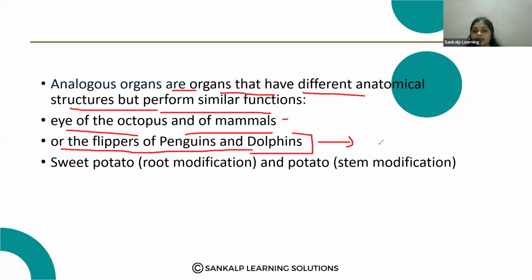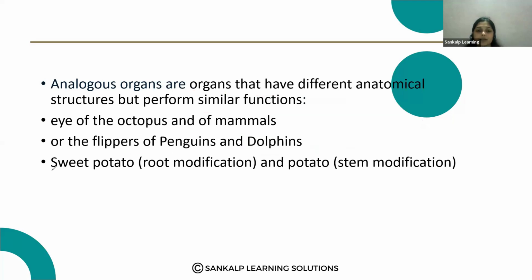And one more example is bird wing and butterfly wing. That is also an example of analogous organs. And one example from plants is sweet potato and potato. Both do the same function, that is the storage of food, but their origin is different. Sweet potato is a root modification, and potato is a stem modification. So these are some examples of analogous organs.